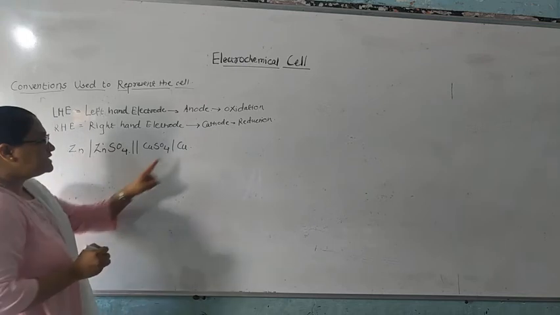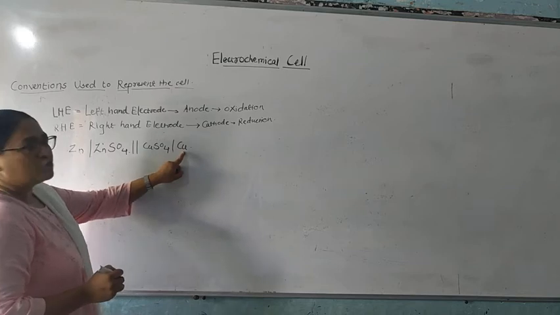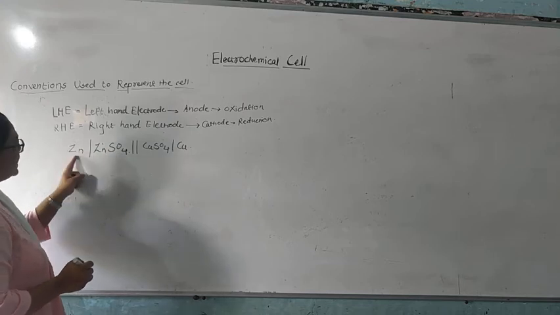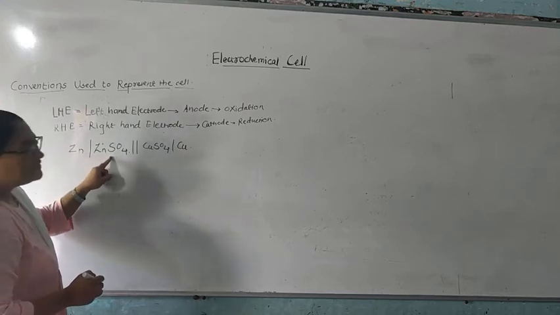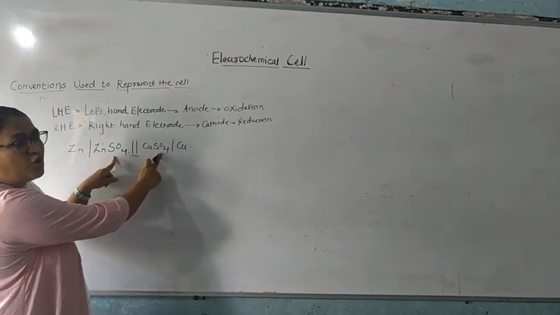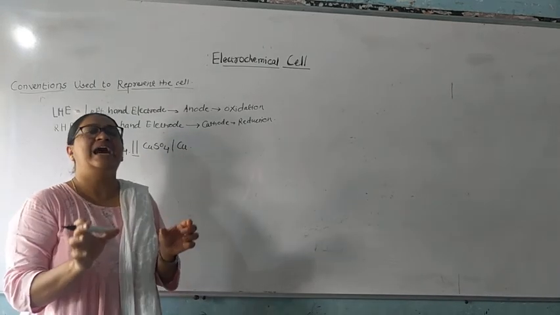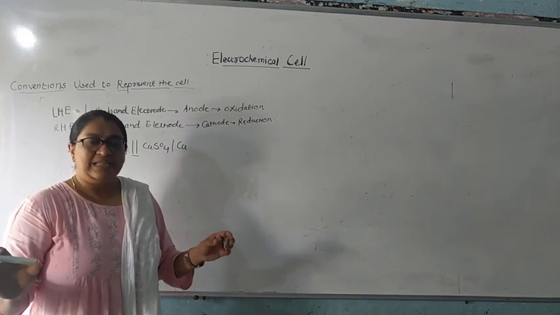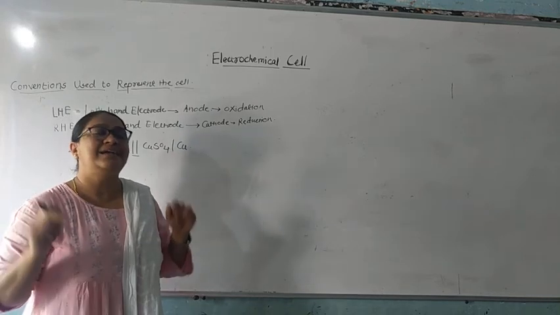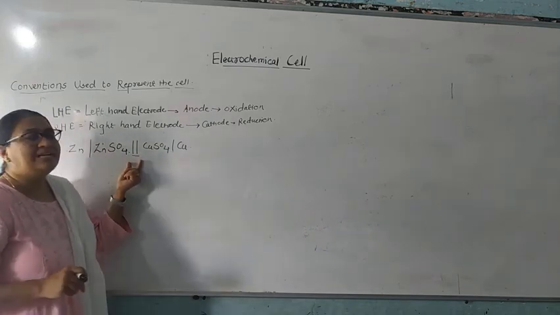This single line denotes a direct contact between the copper electrode and its salt solution. Here also, the zinc electrode, or metal rod, is in direct contact with zinc sulfate. While this double vertical line shows that the two electrolytes, copper sulfate and zinc sulfate, are in indirect contact. That means they are taken in different containers and connected indirectly by the salt bridge. So indirect contact between the electrolytes is shown with the double vertical line.